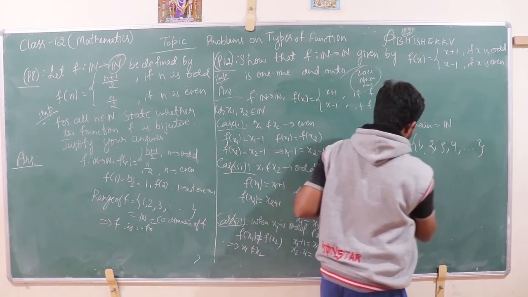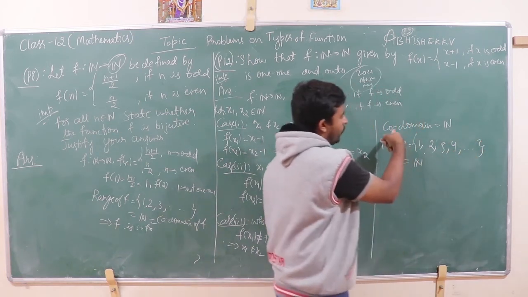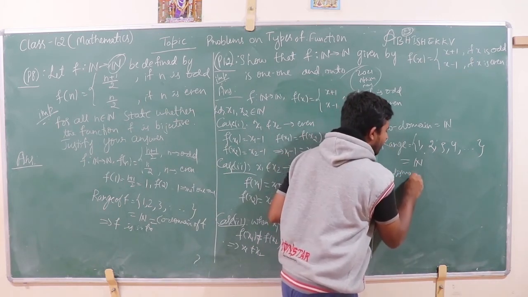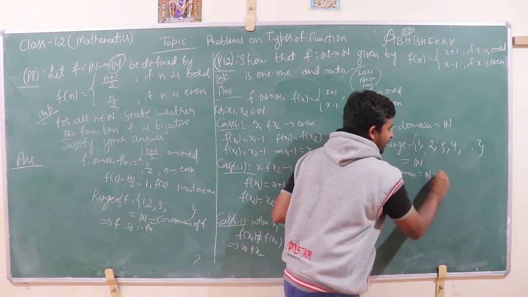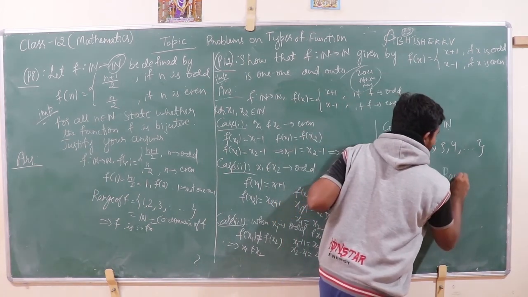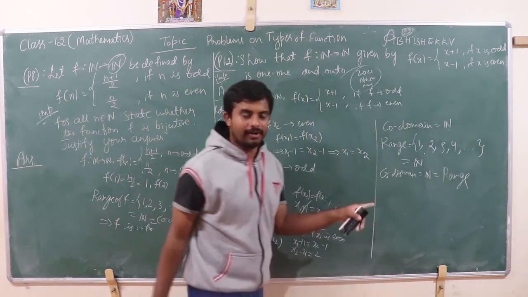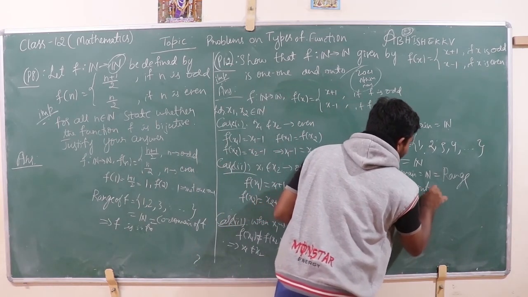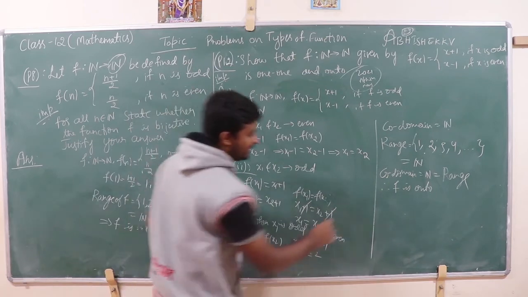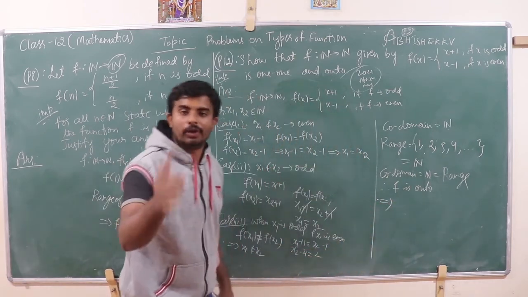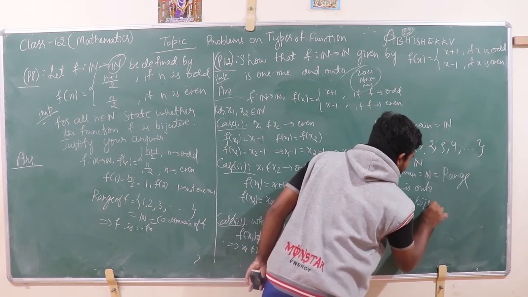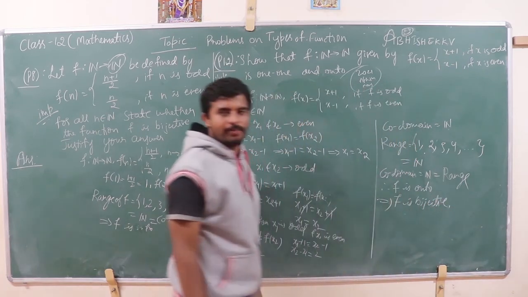This is similar to what? The set of natural numbers. Therefore, since the codomain is equal to the set of natural numbers, this is equal to the range. Since the codomain is equal to the range, F is onto. F is 1-1 and onto, so we conclude F is bijective. F is bijective. Very nice problem, right?